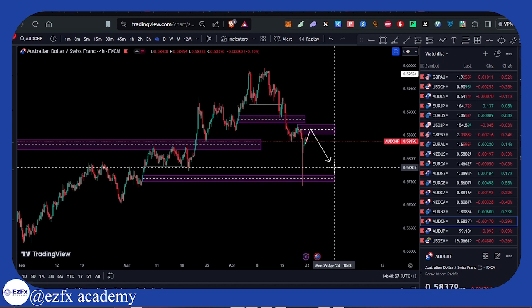If you're looking out for a change of character or whatever on the lower time frame, look for that. If you're looking for a supply zone or a demand zone on the lower time frame, look for that. Make sure you have all your confirmation criteria checked out before taking any of these trades. And again, I'm very sure we're going to be having another profitable week ahead of us.